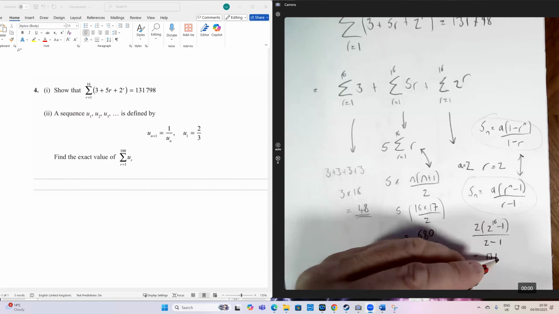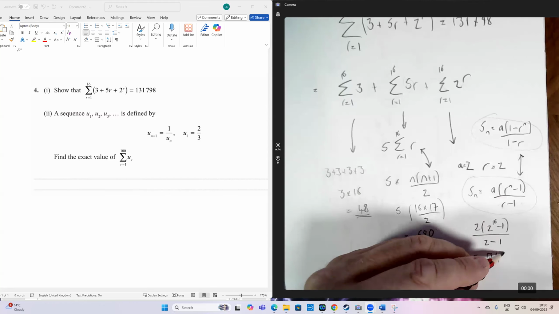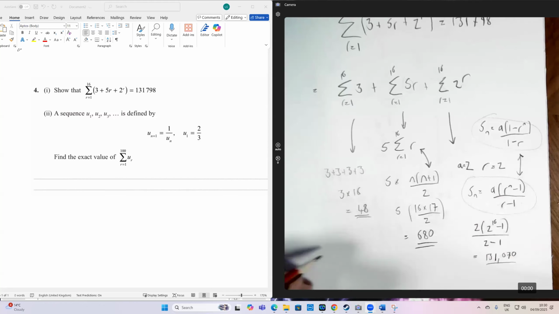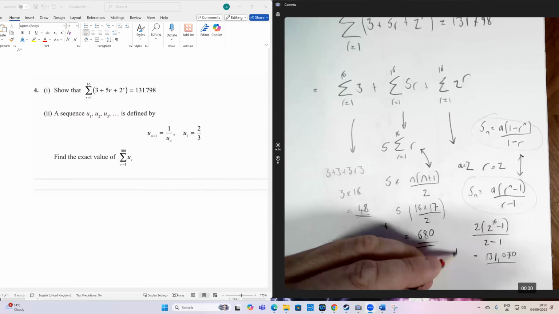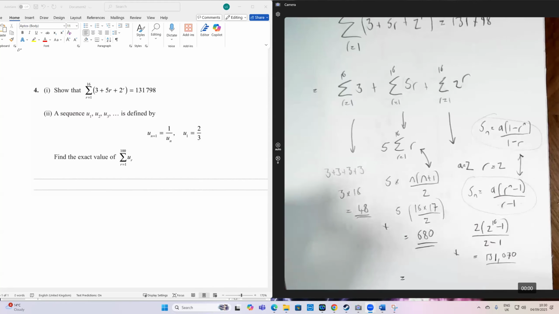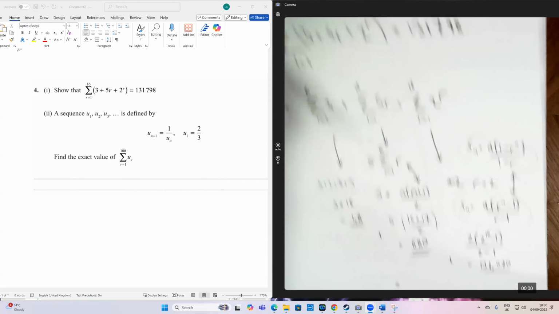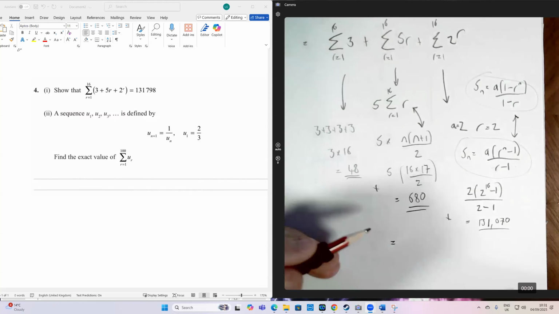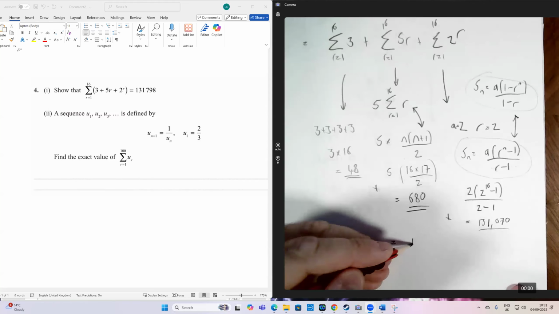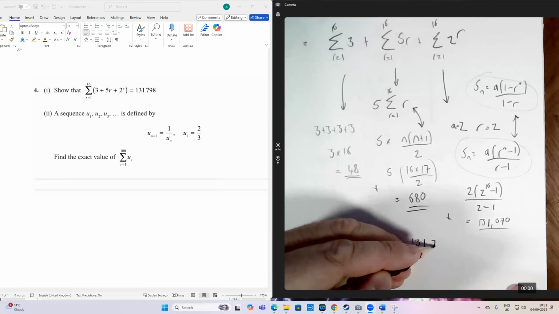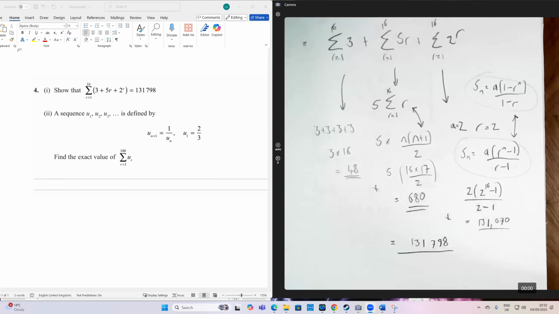When we work that out, that turns out to be 131,070, which is looking encouraging, isn't it? So now finally, we add these three terms together: 48, add 680, add 131,070, and reassuringly, it comes to 131,798. So that is our first part of that question done. Right, let's have a look and see what's next.